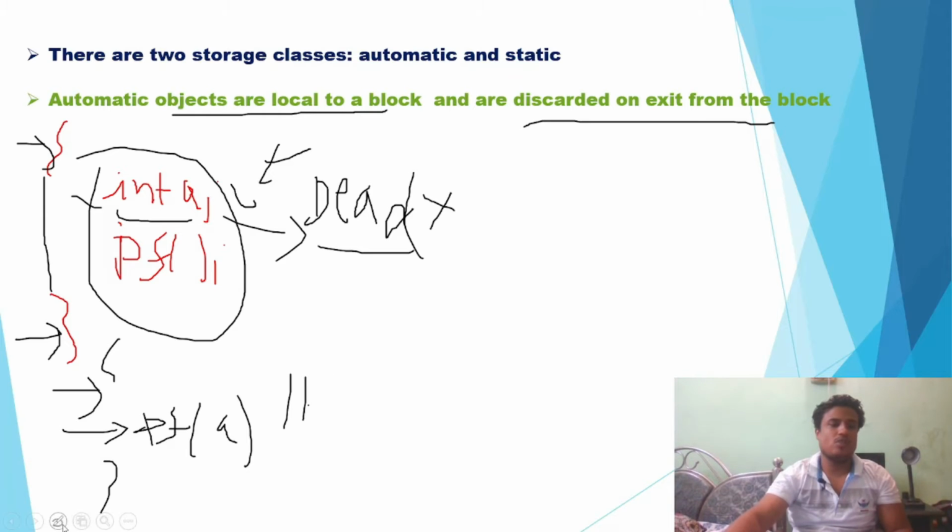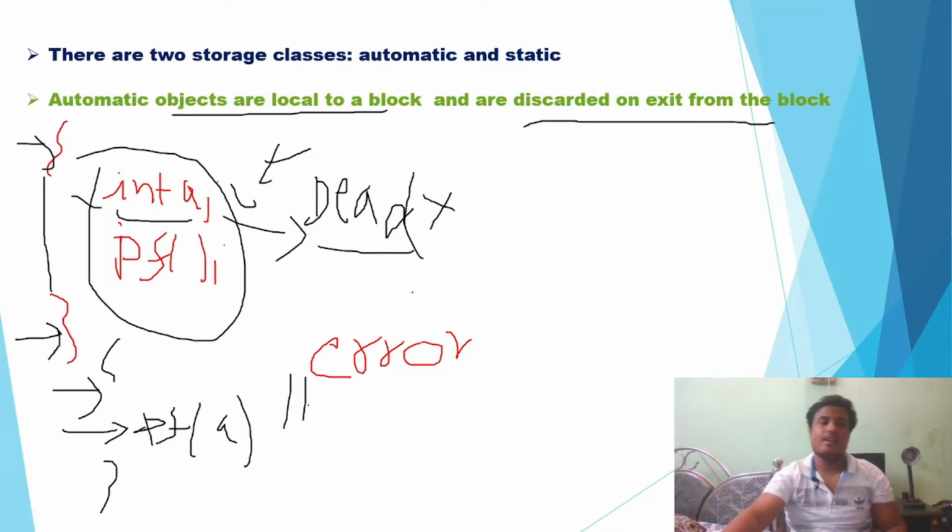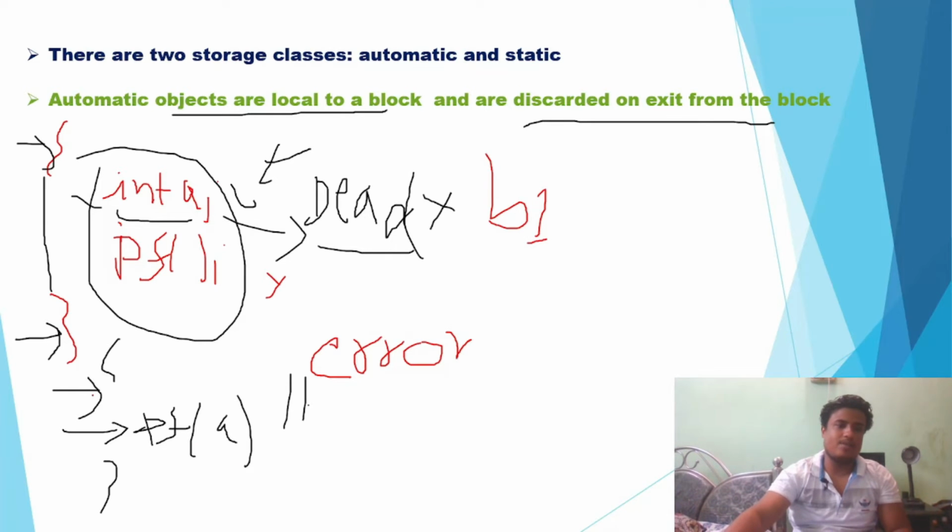It will show you an error. Why? Because its scope, the variable's scope, is already dead in this block. So suppose this is block 1. Okay, it has ended in block 1 itself, and this is block 2. So there it will show an error if you try to print a variable or use the variable in a different block.